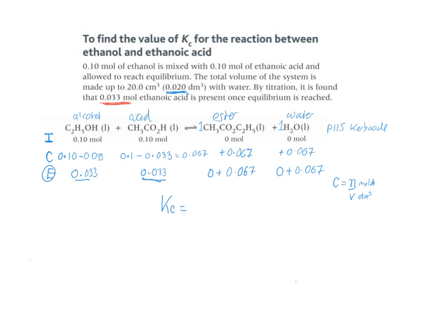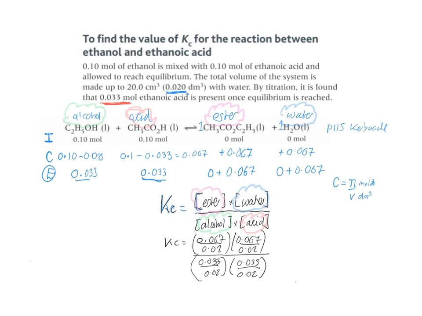So I'm just going to simplify this and say that that is equal to the concentration of the ester times the concentration of the water divided by the concentration of the alcohol multiplied by the concentration of the carboxylic acid. Writing out our equilibrium expression, the concentration of the ester times the concentration of water divided by the concentration of alcohol times the concentration of the acid.